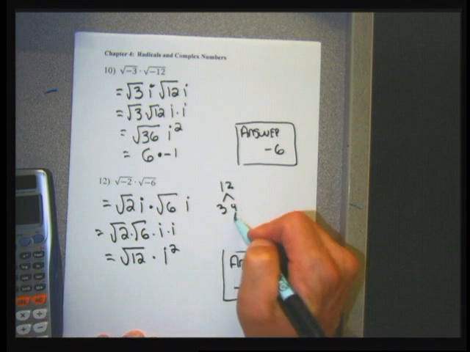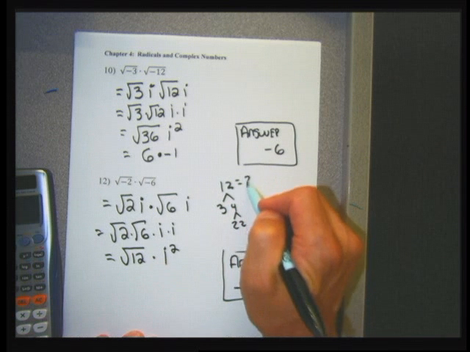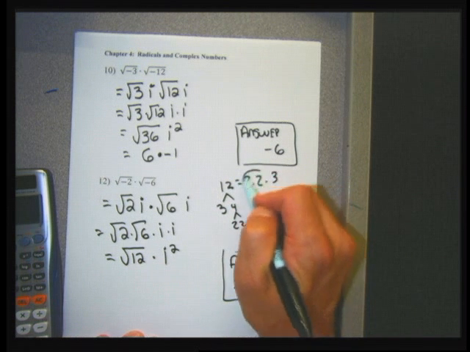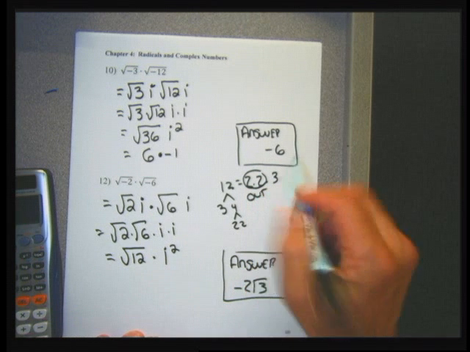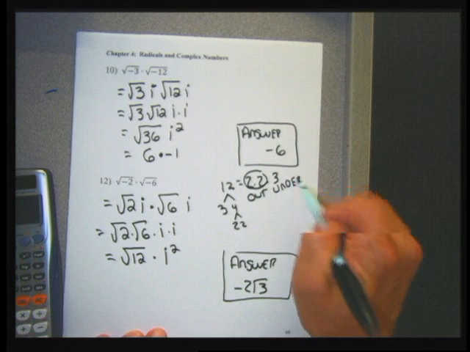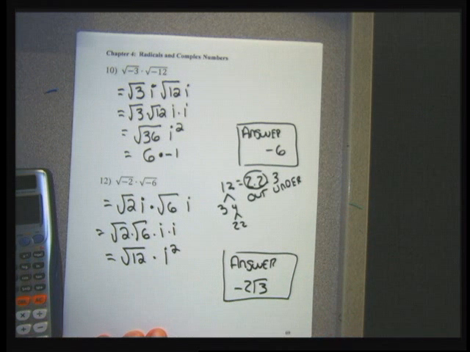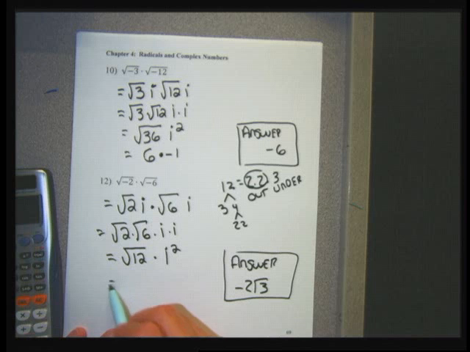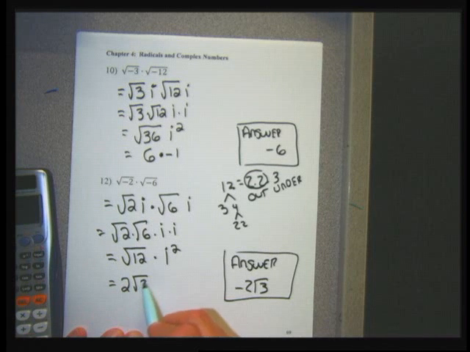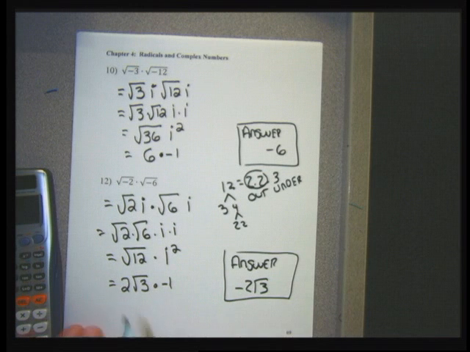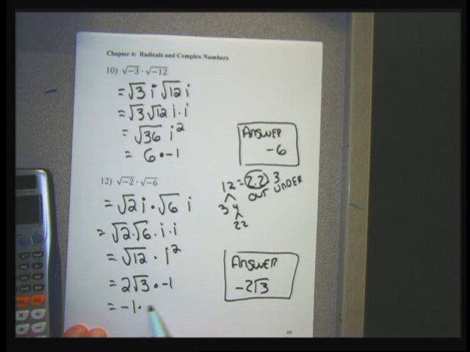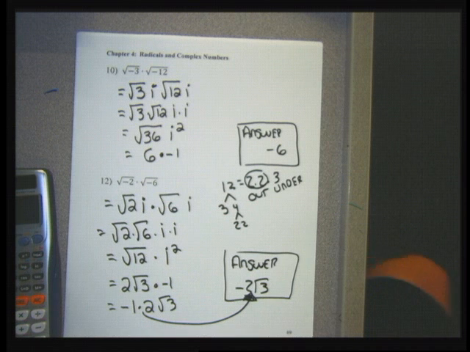12 is 3 times 4, 4 is 2 times 2. So 12 is 2 times 2 times 3, which is going to make it so I have a 2 in front of the radical and a 3 under the radical. So this is going to be 2 square root of 3, and then i squared I'm going to change to a negative 1. So that's 2 square root of 3 times negative 1. That's the same thing as negative 1 times 2 times the square root of 3. And the negative 1 times 2 that are outside the radical gives me the negative 2 that my calculator told me would be outside the radical.